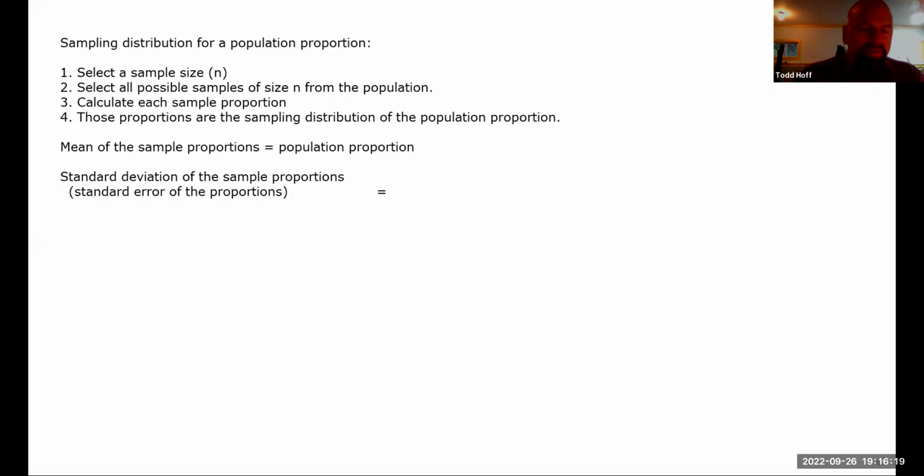So this standard deviation of the sample proportions is the square root of P, which is my population proportion, or the estimate of the population proportion, times 1 minus P over that sample size of n, with some restrictions. We had to have a sample size of at least 30.